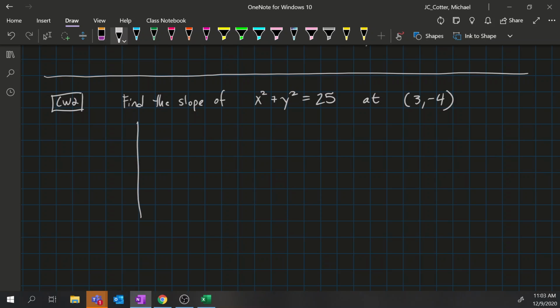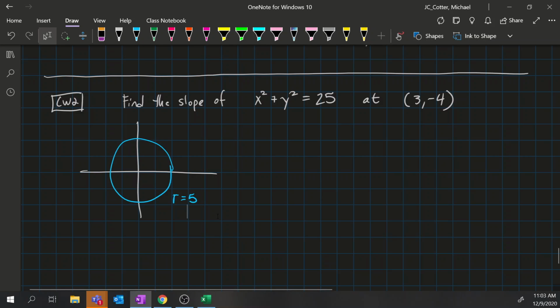So essentially what I'm asking you to do here is, here's a circle, has r equals 5, right? Radius 5, that's x squared plus y squared equals r squared. We did that way back in chapter 1. Okay, (3, -4) is going to be roughly here, which I'll do in pink. And so the slope, the instantaneous slope, will be the slope of the tangent line here. So that's what I'm asking you to find.